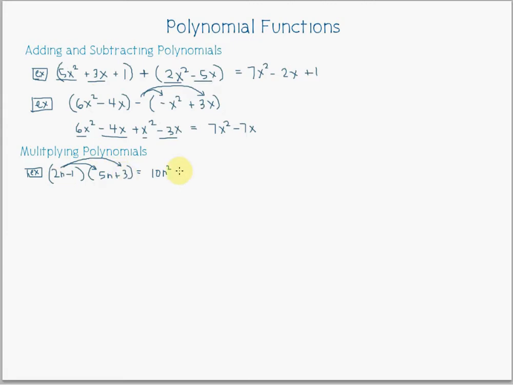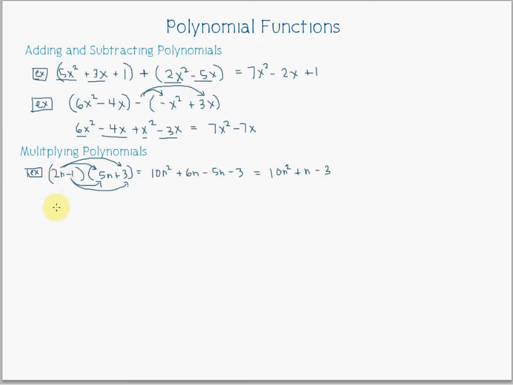2n times 3 gives me a 6n. And then I have negative 1 times 5n gives me a negative 5n. And negative 1 times the 3. Then we combine like terms to simplify it down. So we have 10n squared. That is the only n squared term. And then we can combine our 6n minus our 5n to give us just n, and then minus our 3. Okay, so when you're multiplying, make sure you multiply it out.